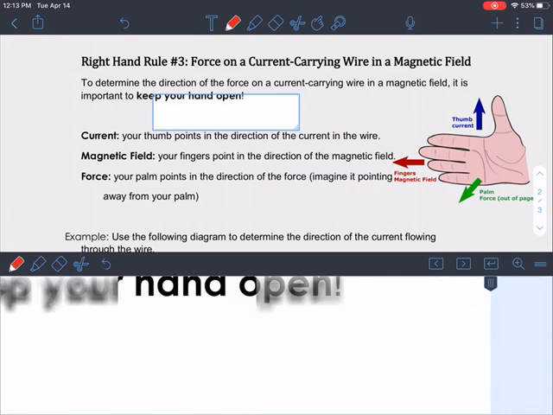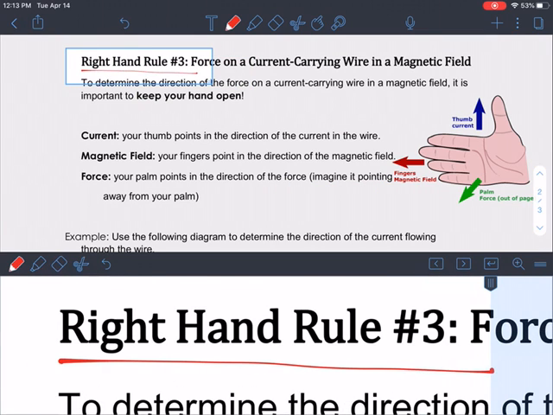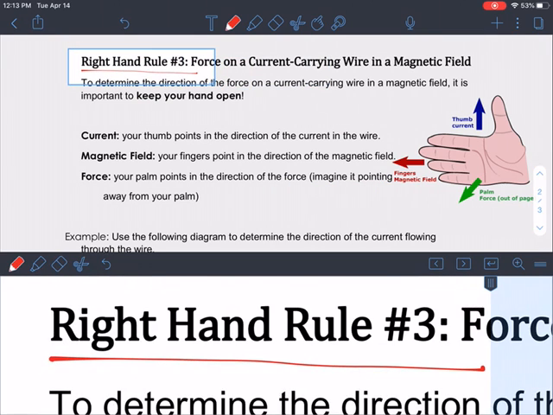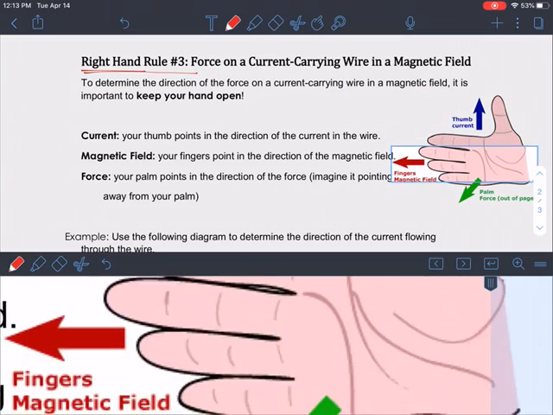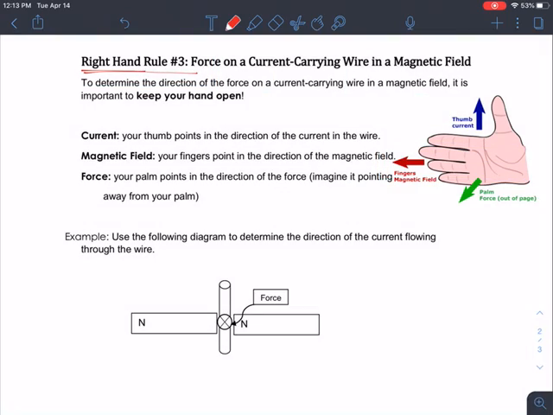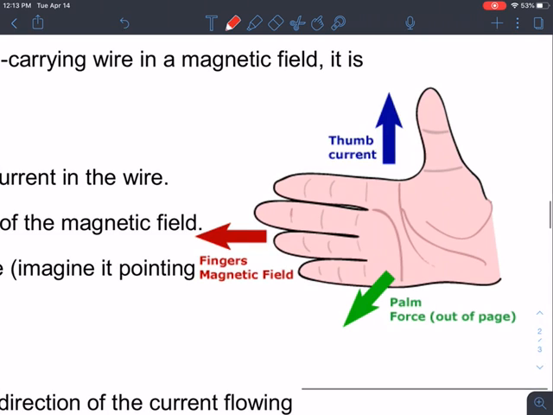Right hand rule number 3. Guess what hand you use for this? Not your left hand, your right hand. If you use your left hand, you'll do it wrong. Here's the rule: your thumb is the current now. Your hand is open. Your palm, it's like you're slapping someone.